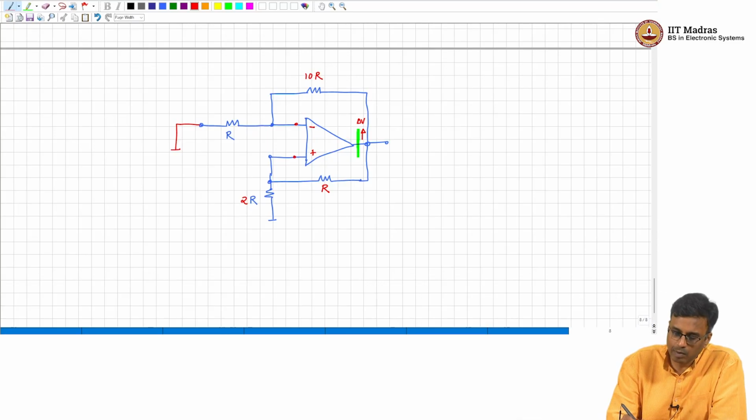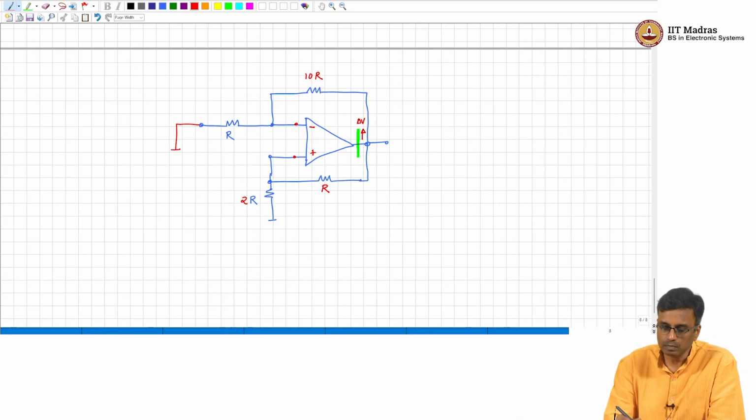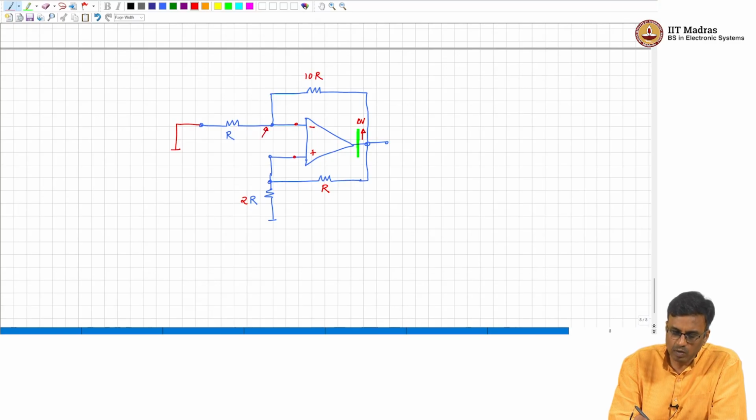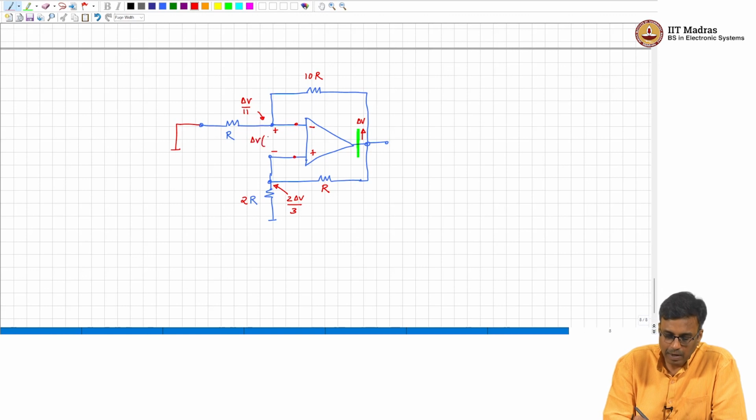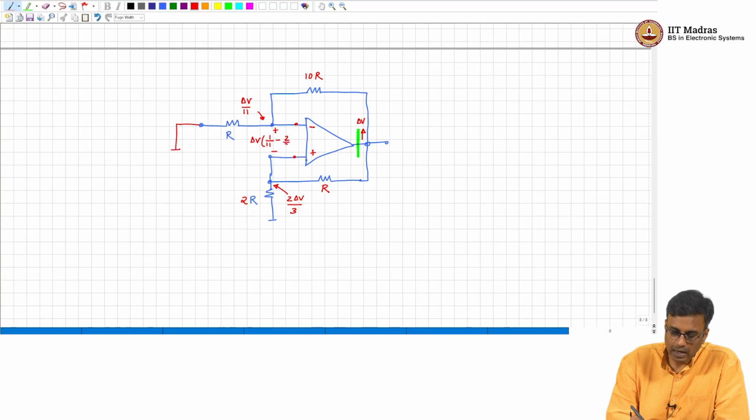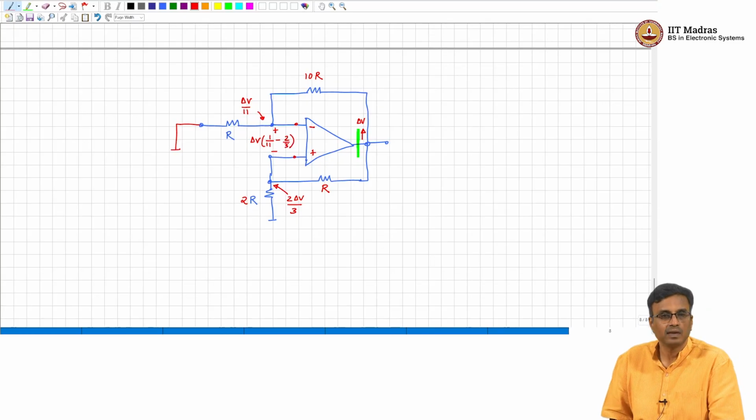what comment can we make about the signs now? Delta V goes there. What is this now? That's delta V by 11. What is this guy now? 2 delta V by 3. So, what is the difference between these two? Is delta V by 11 minus 2 by 3, which is negative.